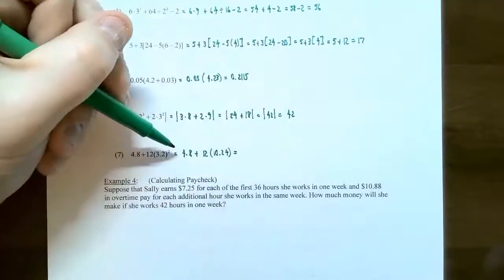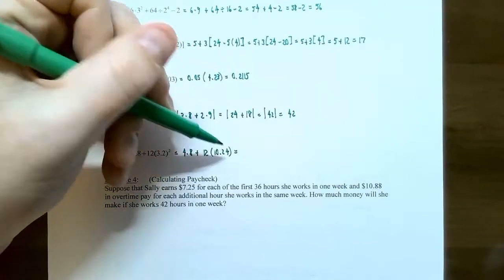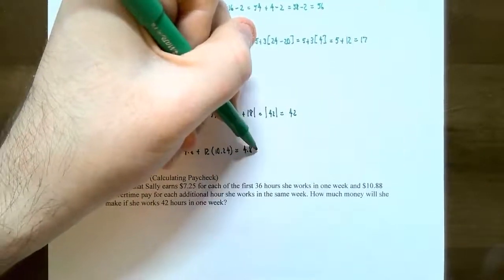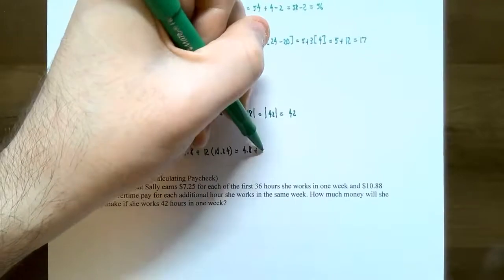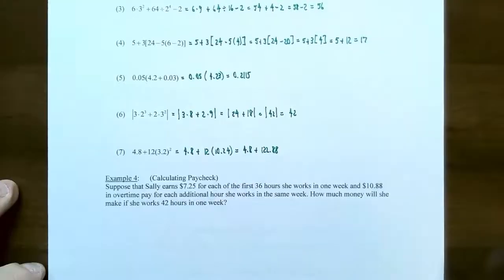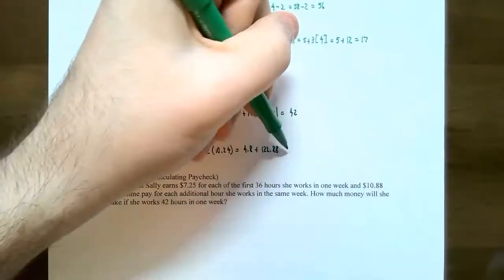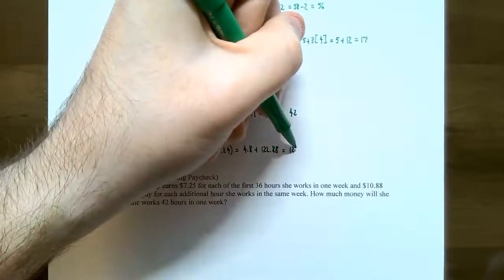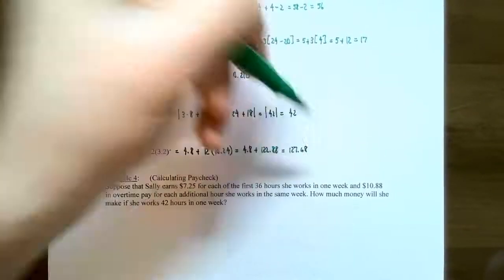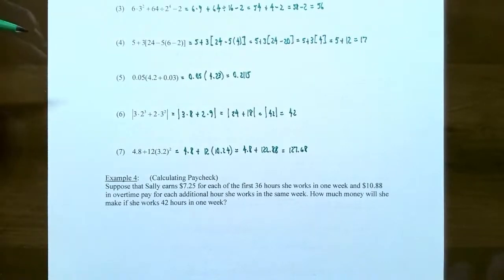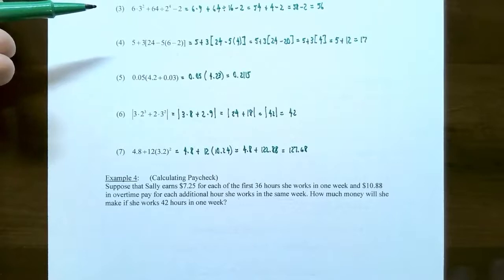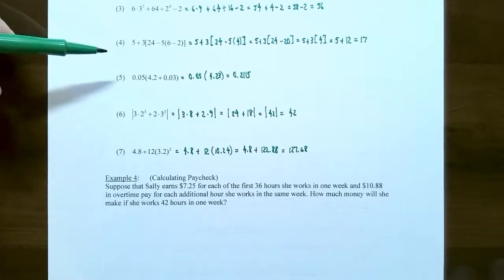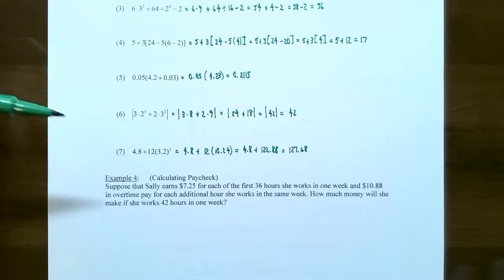So now we have multiplication. 12 times 10.24. You have 4.8 plus 122.88. And now finally add to get 127.68. So this gives you an idea of how to use the order of operations. You have parentheses and grouping symbols first. You have exponents second. Multiplication and division going from left to right. That's the third step. And then finally addition and subtraction also going from left to right.